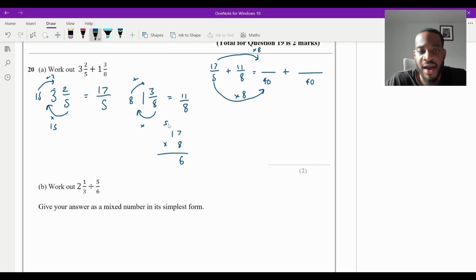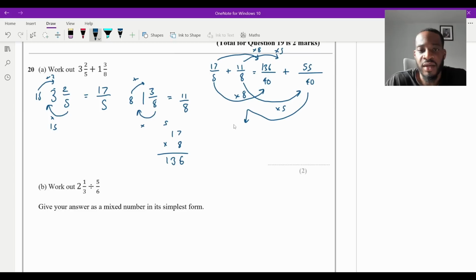Add the 5, that's going to be 13, isn't it? So it's going to be 136. So it's going to be 136 over 40 plus, and in this one, to go from 8 to 40, we times by 5. So that means we have to times that 11 by 5, which is just easy. It's 55, isn't it? So now we've done this, we can now add the fractions together.